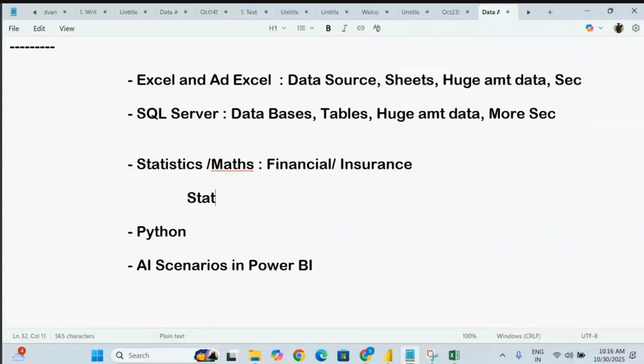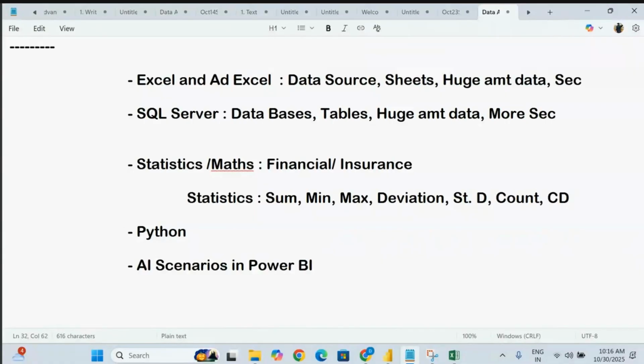So first, statistics. Here the statistics are very simple things that you need to understand. What is the sum, which means the total value, how to count, what is the minimum value, what is the maximum value, what is the deviation, what is the standard deviation, what is the count, and what is the distinct count value. These are simple things, nothing bigger. You might have come across all this in your school days.